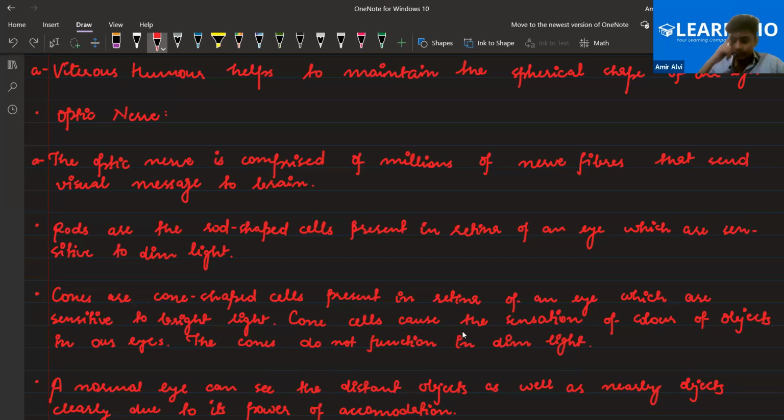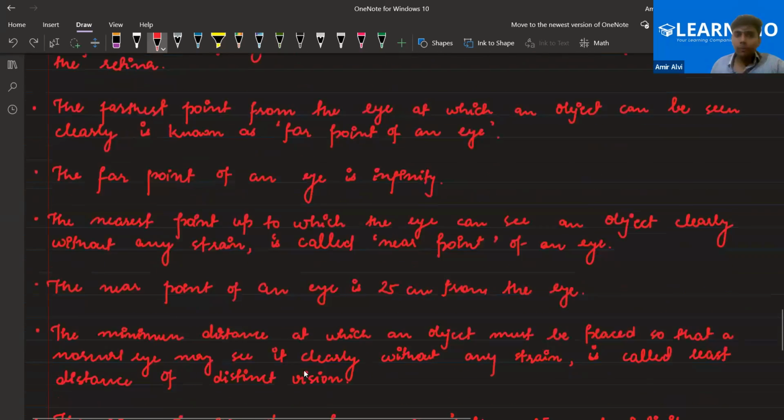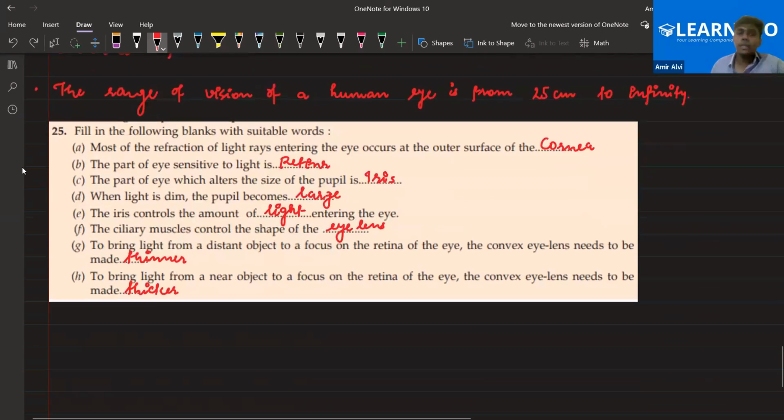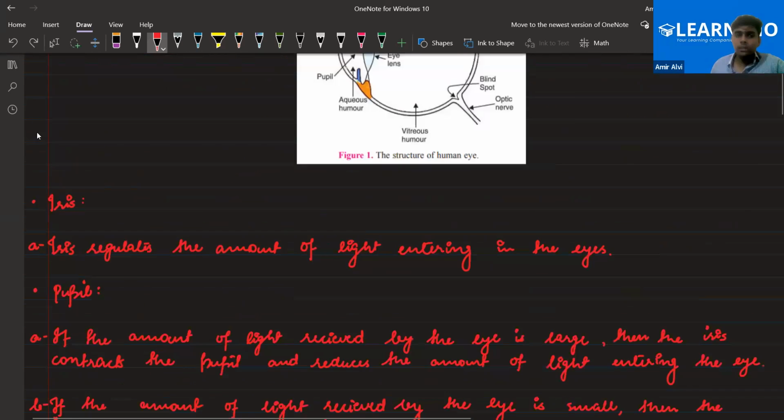Okay. So that's how the sensation of color is produced by the cone-shaped cells. So this is all about the properties of light, basically the human eye. I'll share the notes with you as well, so after this class, no need to worry.